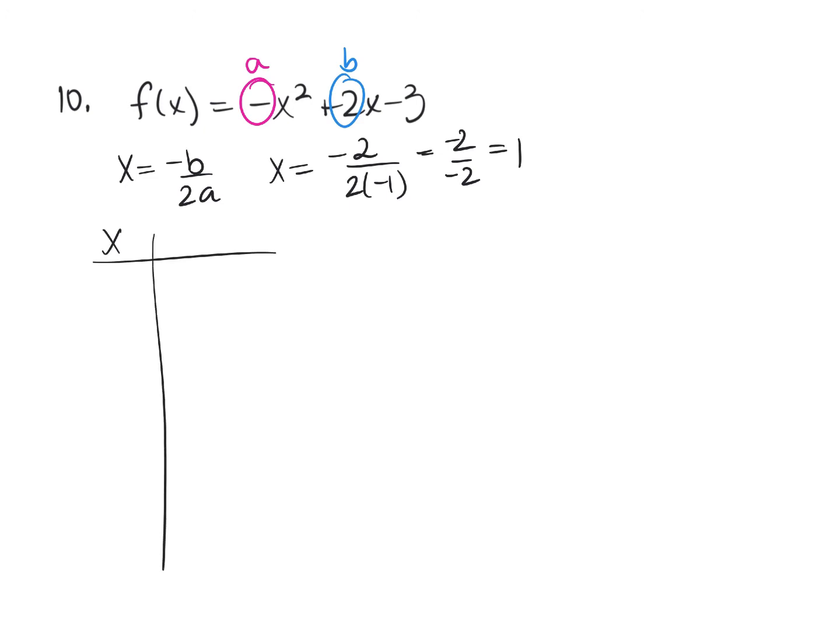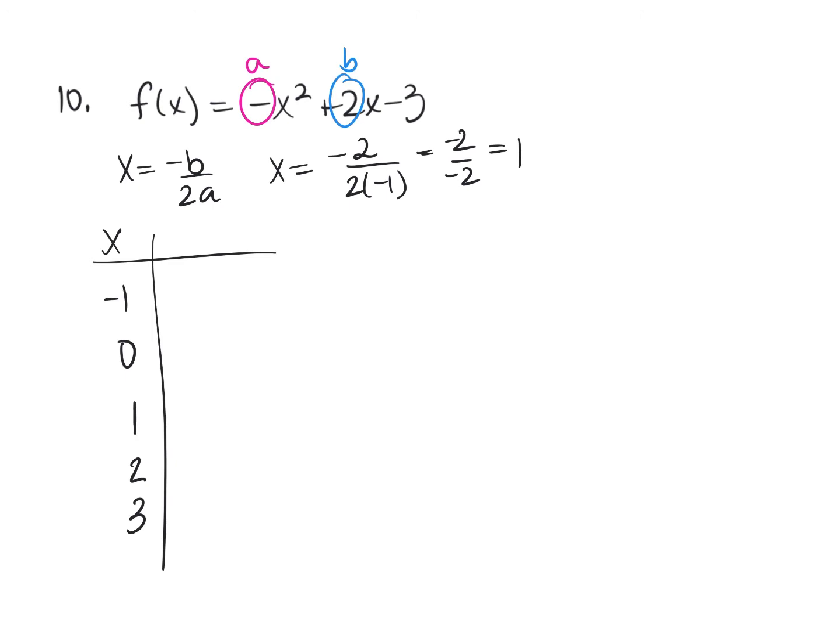Now I can make my table. I put 1 in the middle. I pick 2 points to either side, 0, negative 1. Now if you're Mrs. Whip's class, you only did a table with these points. In my class, I make the rest of the table, and then we reflect it in the table.